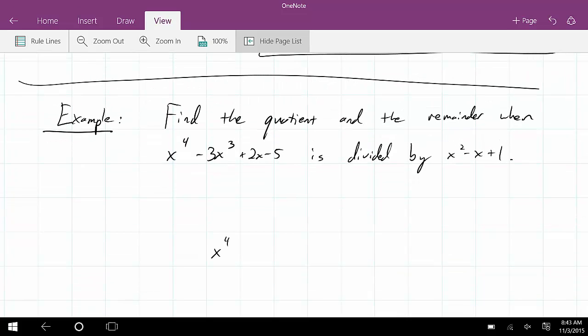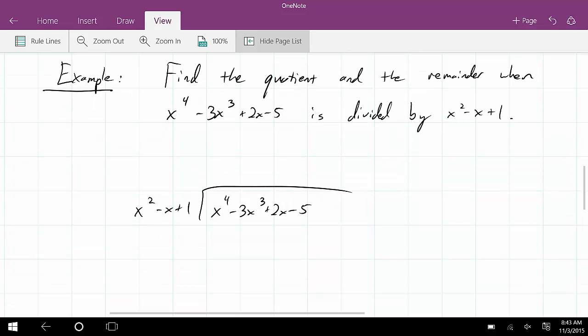We have x to the power 4 minus 3x cubed plus 2x minus 5. And we're going to divide this by x squared minus x plus 1. Okay, so we have to say, well, when we multiply it by what will give us x to the power 4? That's going to be x squared. So x squared times x squared is x to the power 4. And then x squared times negative x is a negative x cubed. And then x squared times 1 is going to be x squared.